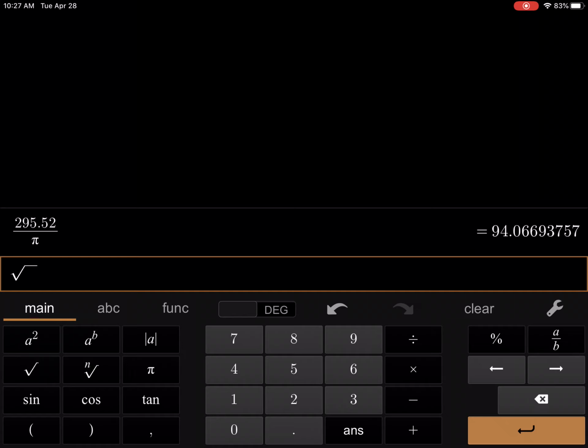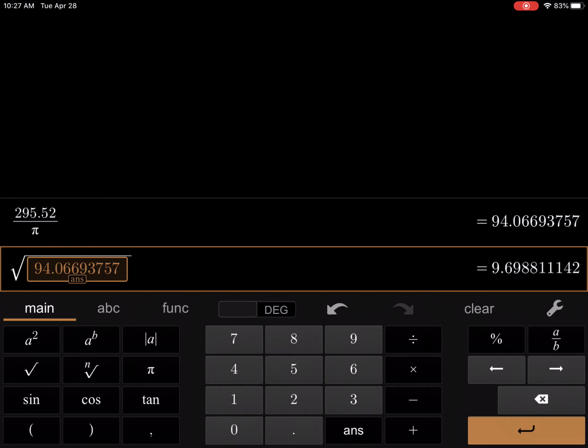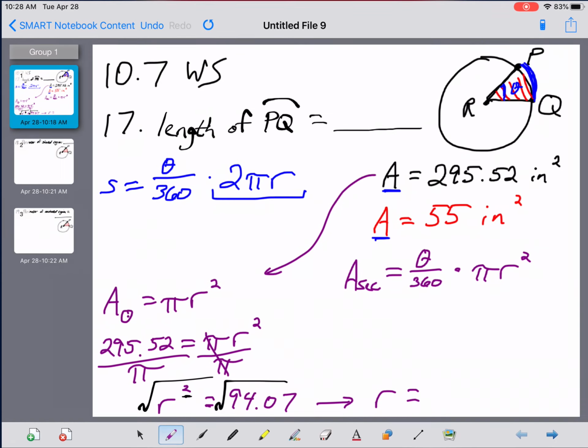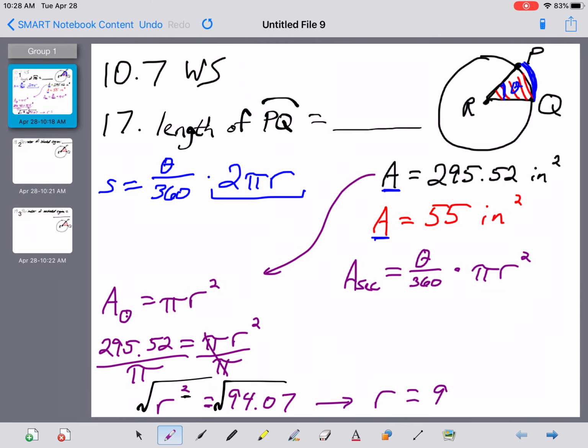We are going to do the square root of the last answer, that 94.07. And we end up then with a radius of, boy, still not something very nice. I'm going to go with 9.70 if we rounded that to the nearest hundredth. So that is our radius right there, guys. The radius is 9.70. That's some information that we're going to need in order to figure out the length of that arc.